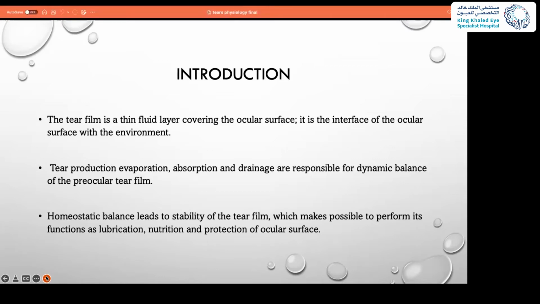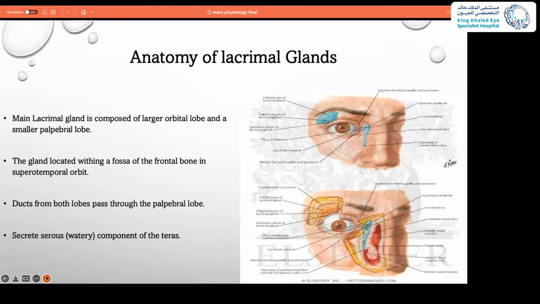Homeostatic balance leads to stability of the tear film, which makes it possible to perform its functions of lubrication, nutrition, and protection of the ocular surface. We will go briefly through the anatomy of the lacrimal gland and the drainage system, as well as the neurologic innervation of the lacrimal system. Then we'll go to the main part of our topic.